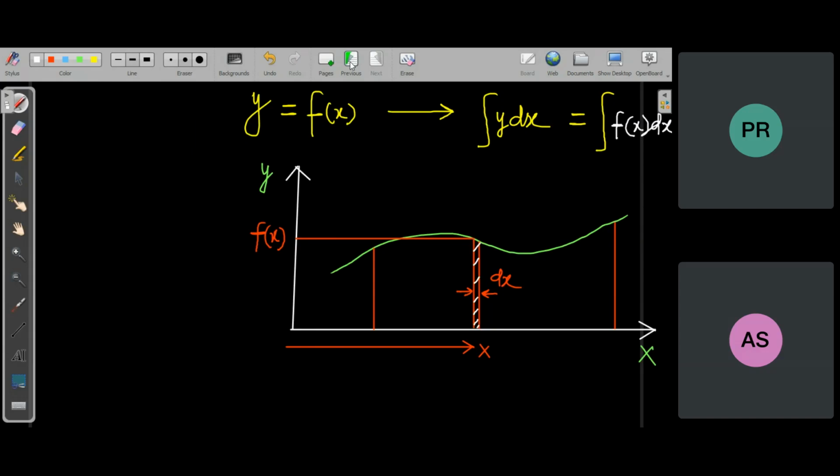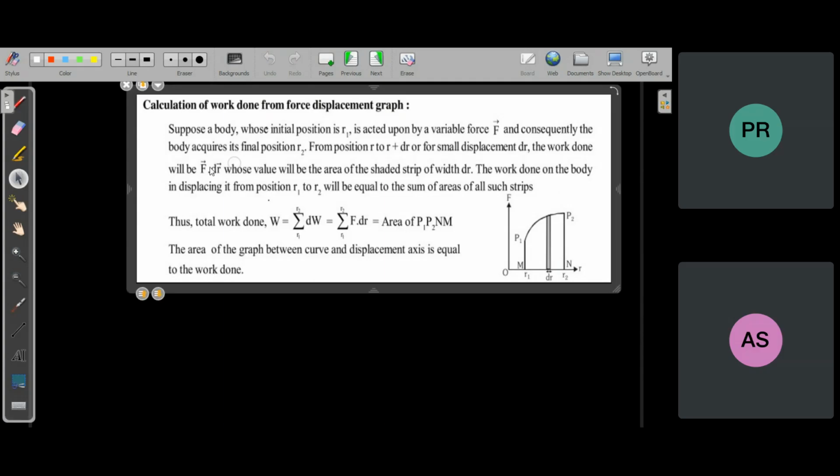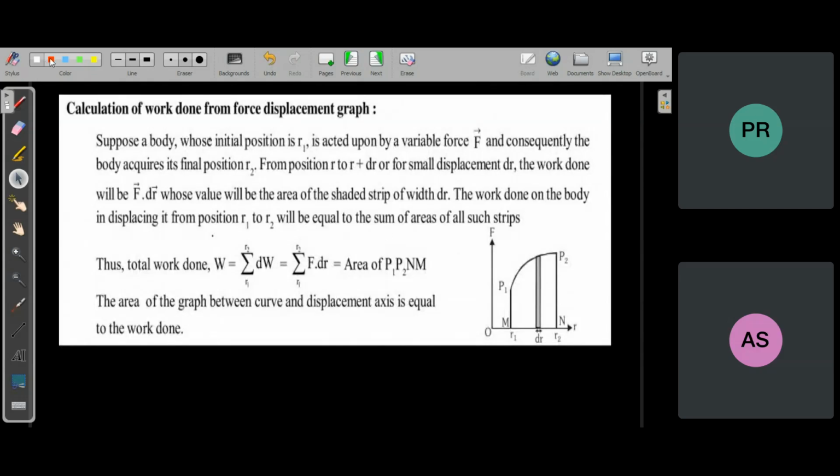So you understood that f(x) dx integrated represents the area under the curve represented by y as a function of x and the x-axis. Similarly here, because work is also an integration, f dx or f dr, that also represents the area under the f(x) curve, right? So if an f-x graph or f-r graph is given, then the area under this graph will directly give you the work done by the force. This method is also very popular. It can be used.